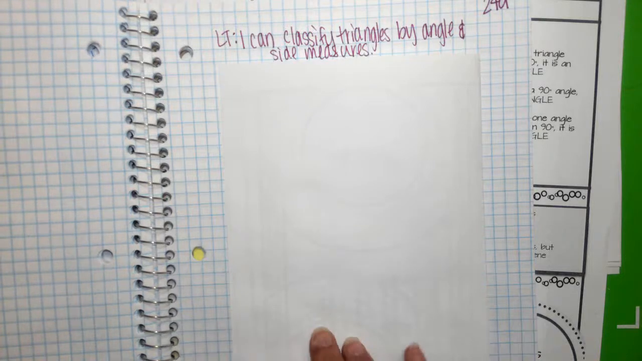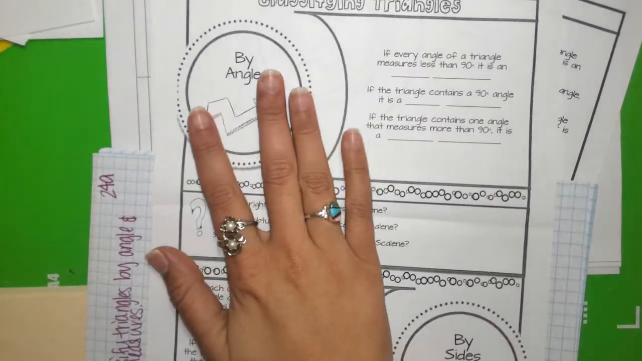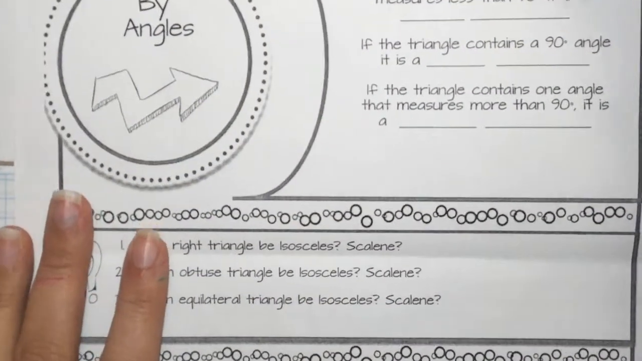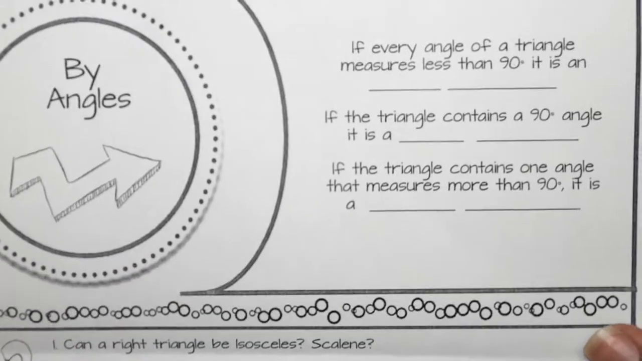Alright, please open your foldable. What we're going to learn how to do today is classify triangles two different ways. We're going to classify by angles, and then we're going to classify by sides. Are you guys ready?